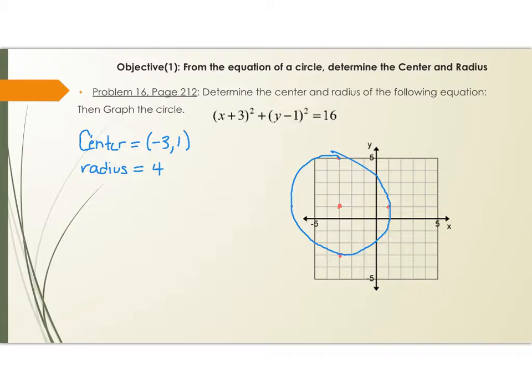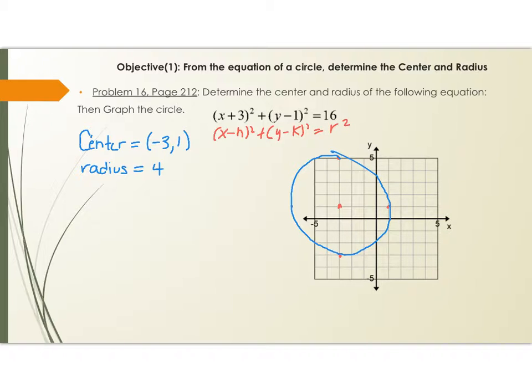So in this example, this is problem 16 on page 212, we're going to determine the center and the radius of the following equation and then graph the circle. So the center, if we look at it from an (h, k) standpoint, we have (x minus h) squared plus (y minus k) squared is equal to r squared.